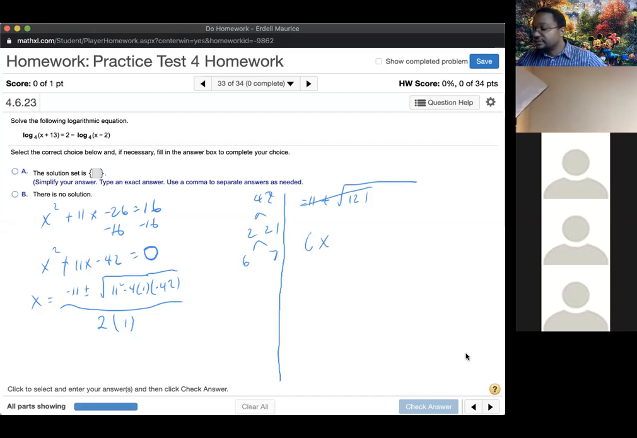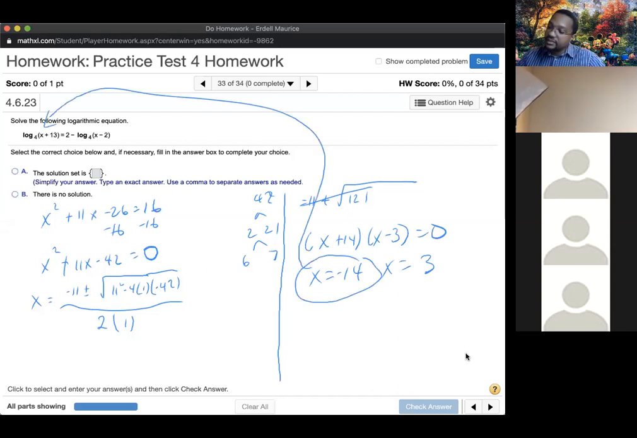So, okay. x plus 14, x minus 3 is equal to 0. So x equals negative 14, x is equal to 3. But unlike the previous example where it was e to the x, in this example, I have to check to see if my answers make sense. So for example, x equals negative 14. I plug it in here. That becomes log base 4 of negative 14 plus 13 is equal to 2 minus log base 4 of negative 14 minus 2. Now, negative 14 plus 13 is equal to negative 1, correct? Can you take log of negative 1? No. And so therefore, this answer does not make sense.